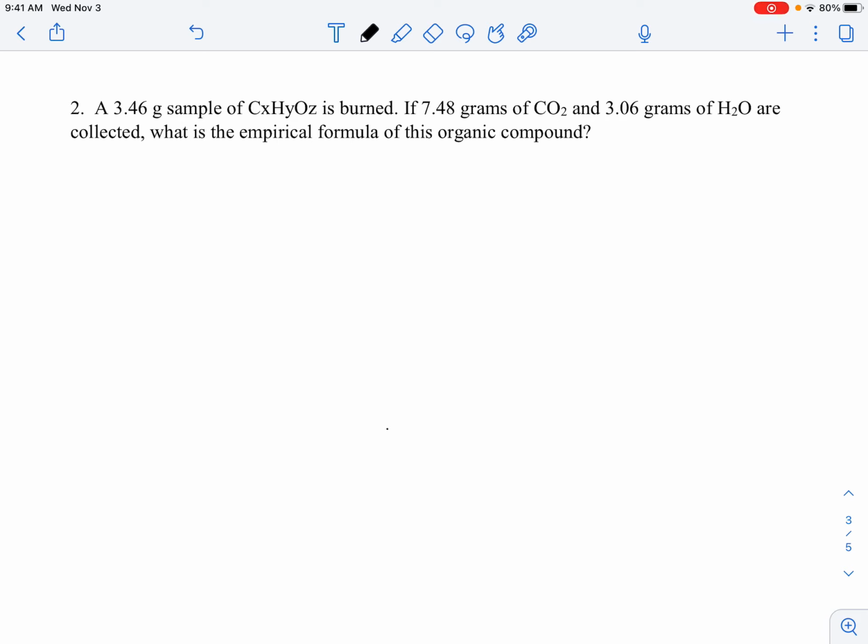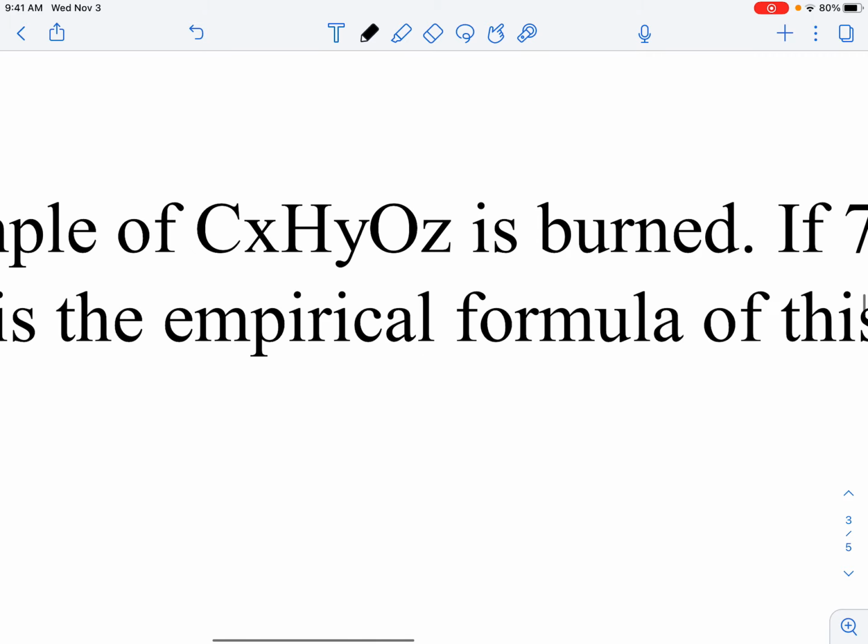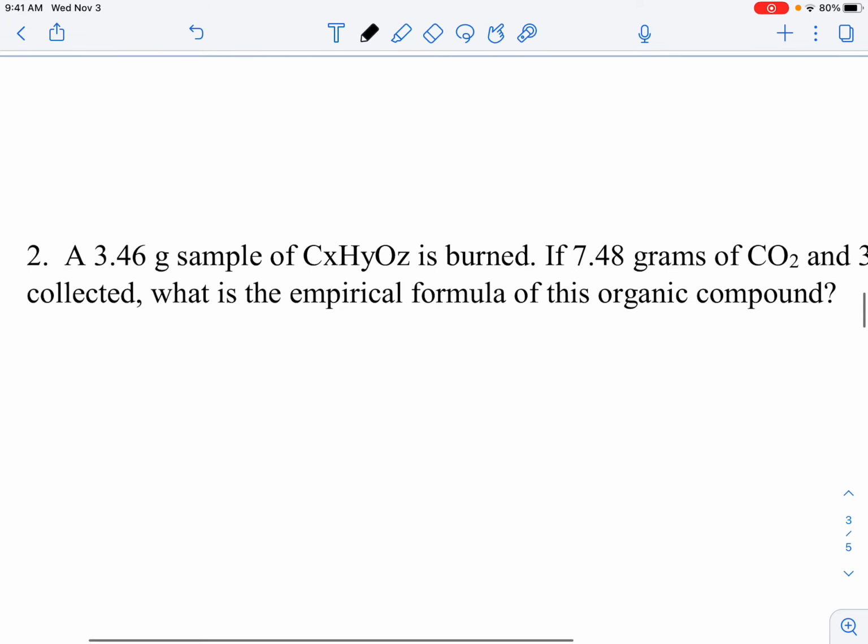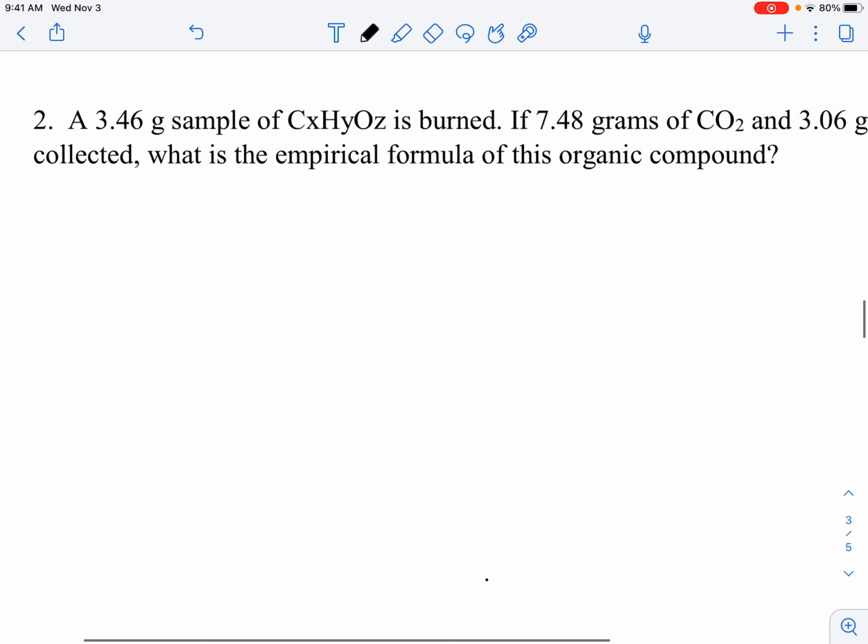Here we are at number 2. Now, number 2, we've gone all the way to the next level of things, because you'll notice that our hydrocarbon is no longer just a simple hydrocarbon. Our hydrocarbon now has carbon, hydrogen, and oxygen in it, which raises it to at least the next level up, if not 2 levels up. This is going to be a far more difficult problem.